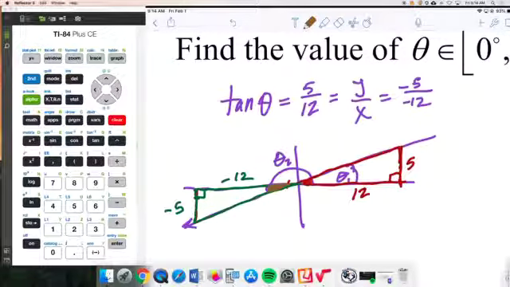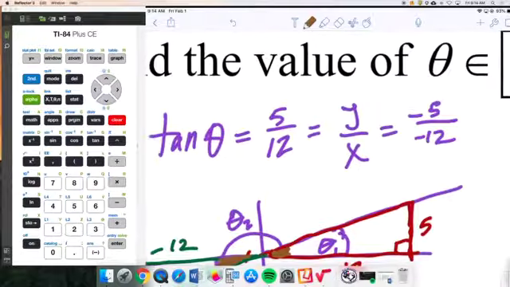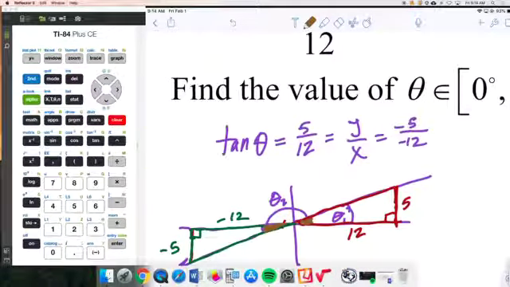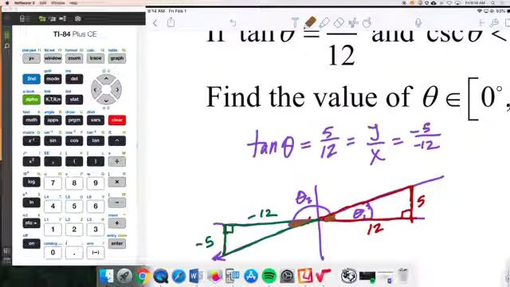Could an x be negative and a y be positive? Well, if you did that, what's a negative divided by a positive or a positive divided by a negative? It would be a negative. So yeah, if we had a negative tangent ratio, which is not the case here, x and y would be opposite signs. And that would put you either in quadrant 2 or quadrant 4.